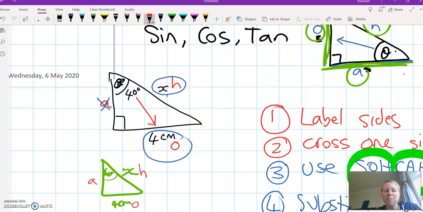Which side don't we care about? We don't know what it is, and we don't want to know what it is. So let's get rid of it. That's the A, so cross it off. We don't care about it. O and H, those are what we do care about.